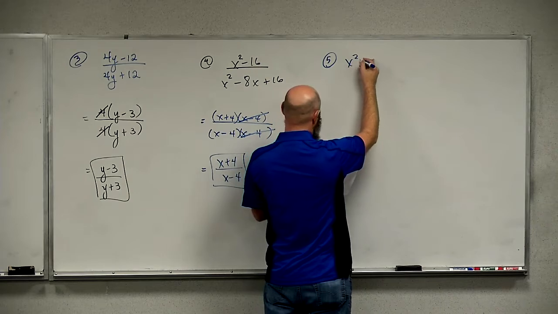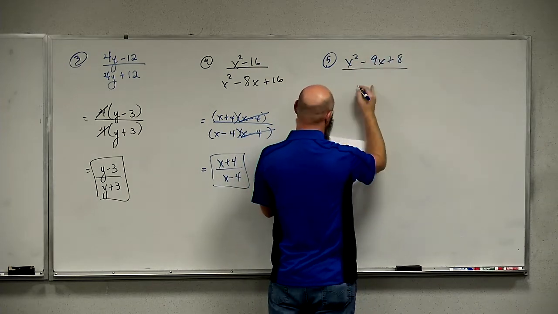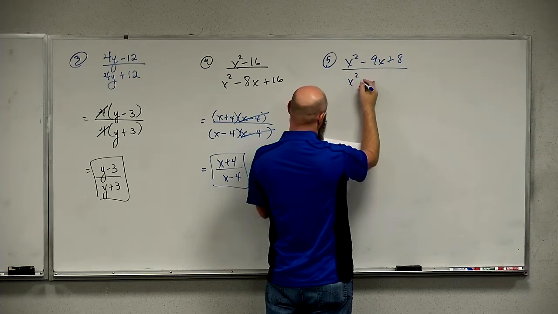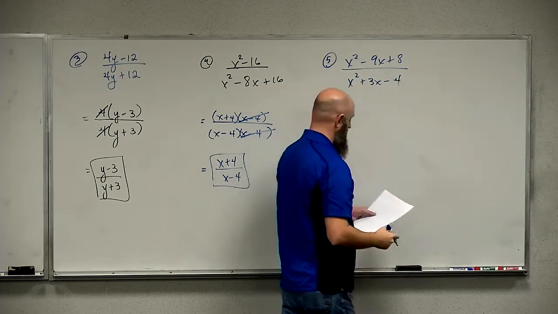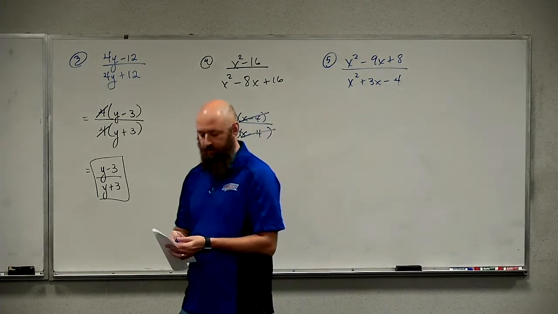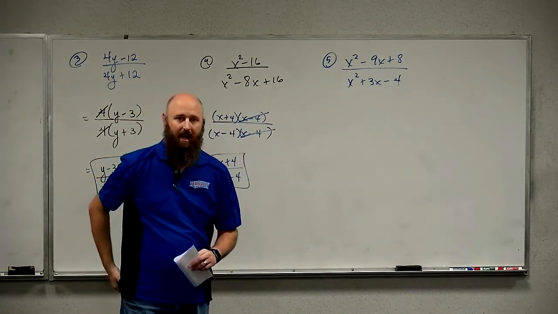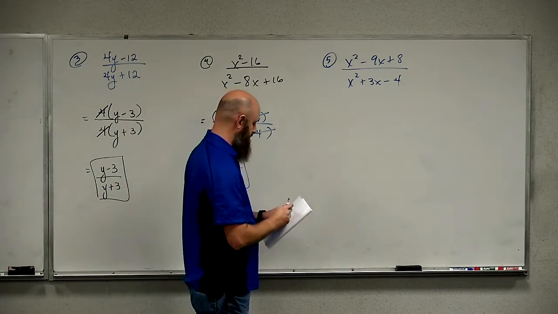So x squared minus 9x plus 8 over x squared plus 3x minus 4. So again, we got to factor here. Once we see those pluses and minuses, we have to do that, okay? So let's work through that.